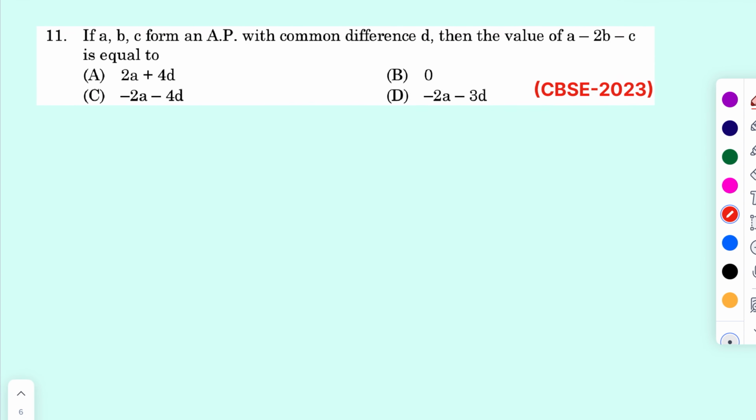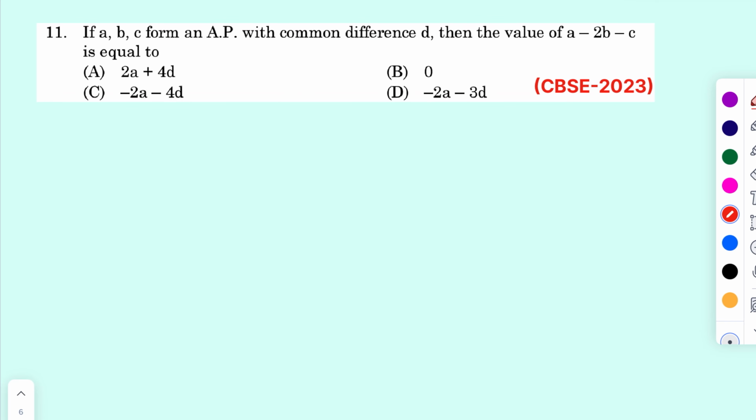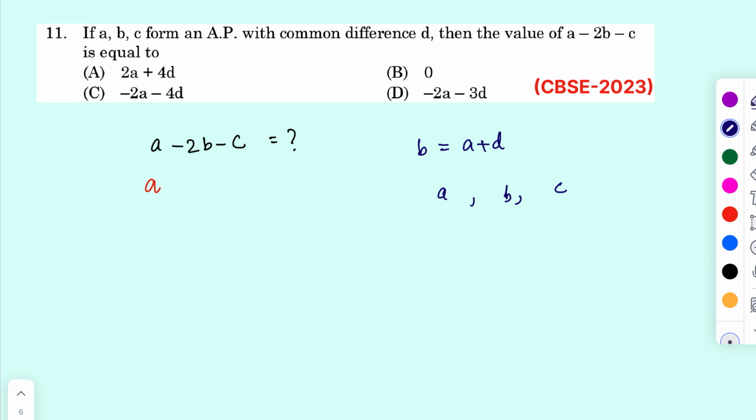Next is, if a, b, c are in AP and common difference is d, then we have to find out a minus 2b minus c. That you have to find out. Look here, all the options given here are in terms of a and d, so how will we write it? We let a remain a. What about b? We know b is equal to a plus d. In the series here a, b, c, the first term is, suppose, a, the second term will be equal to a plus d, that means b is equal to a plus d. Second term is a plus d, third term is a plus 2d, that means a plus 2d is equal to c.